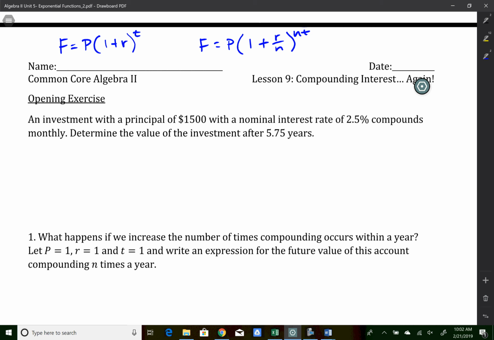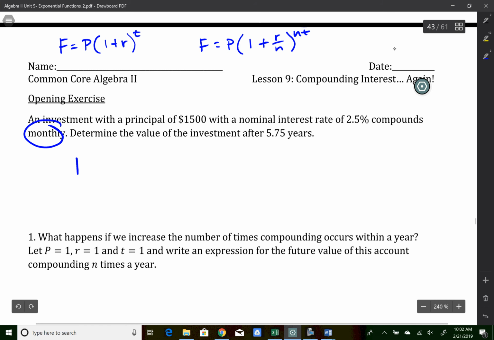Now, in lesson 8's homework assignment, we were able to use that formula to go through and figure out what the effective rate is versus the nominal rate. We're going to revisit that a little bit in today's lesson as well. So for the opening exercise, it tells us that we are compounding monthly. So we're going to use that second future value equation.